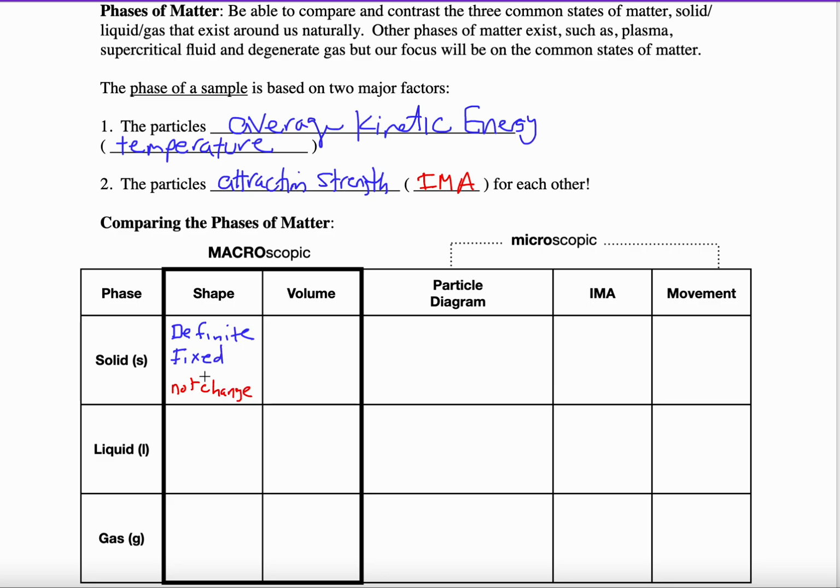Now, also, when you transfer that solid into a different container, the volume, or the amount of space that it occupies, does not change. So a solid also has a definite or fixed volume. Now, the phase that is the most opposite of a solid is a gas. And so a gas, when you transfer it from one container to another container, its shape changes. So that means that its shape is not fixed. It is not definite.